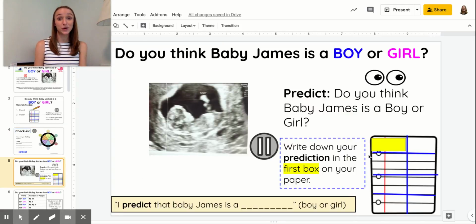Okay, our very first question is, do you think baby James is a boy or a girl? You're going to predict, you're going to make a guess. So in the very first box on your paper, I want you to write down your prediction. Please use a complete sentence. I predict that baby James is a blank, and you'll either write boy or girl. Some of you have already made a guess, if I'm your teacher, but if I'm not your teacher, go ahead and write down what your prediction is. Pause, and when you are ready, hit play.